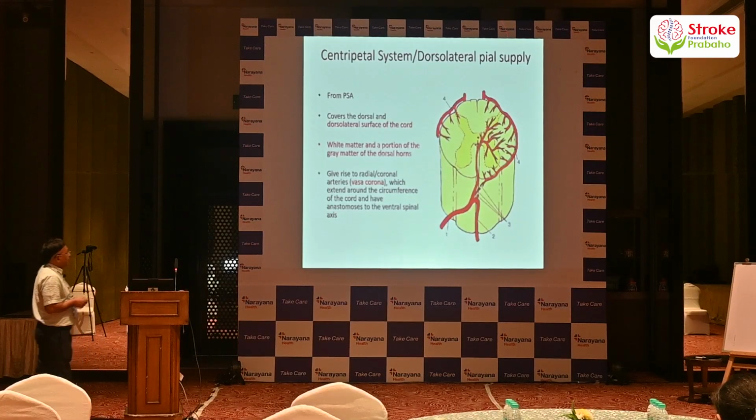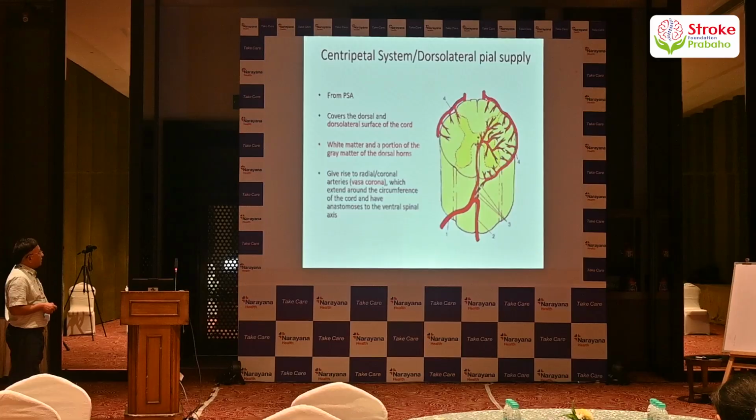Then we have the centripetal system, which is for the posterior spinal arteries. There are two posterior spinal arteries, and they supply the dorsolateral part of the spinal cord. The white matter and a portion of the gray matter of the dorsal horn are supplied by these posterior spinal arteries. And as I told you previously, the posterior spinal arteries and anterior spinal artery communicate together through the vasa corona.